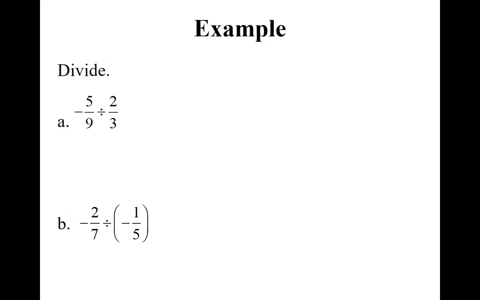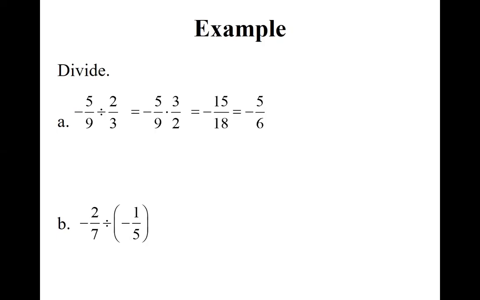Keep, change, flip. Keep the first fraction the way it is, change division to multiplication, and then take the reciprocal, flip the second fraction. So negative 5/9 times 3/2 is what we would change this to. Negative times positive is negative.